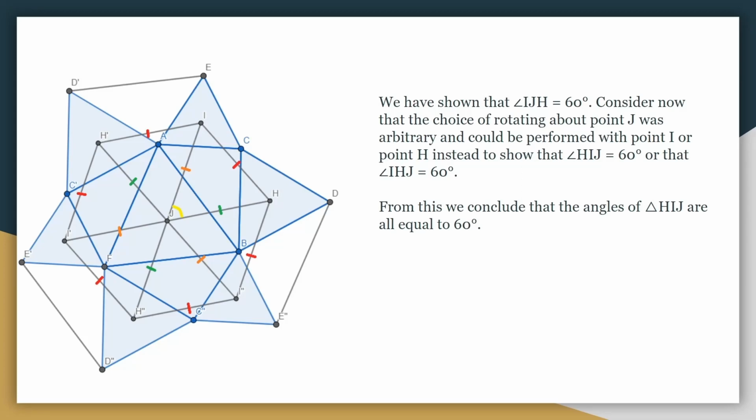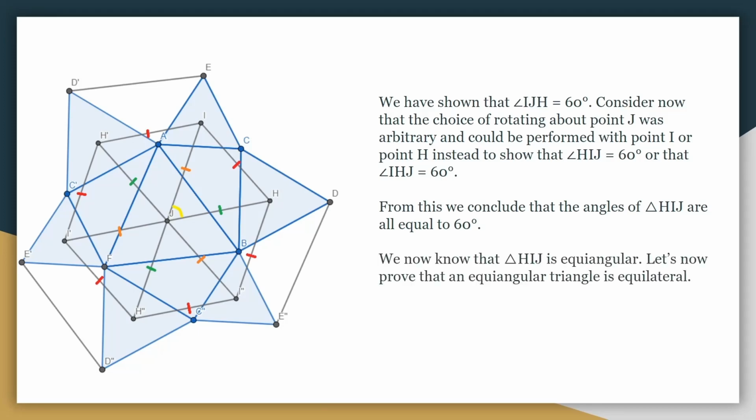Now let's consider that instead of rotating the original figure around point J, we could have instead rotated it around point I or point H. This would have given us the same hexagon centered on point I or point H rather than point J. We can use this to argue that each of the 3 angles of triangle HIJ is equal to 60 degrees. Thus, triangle HIJ is equiangular.